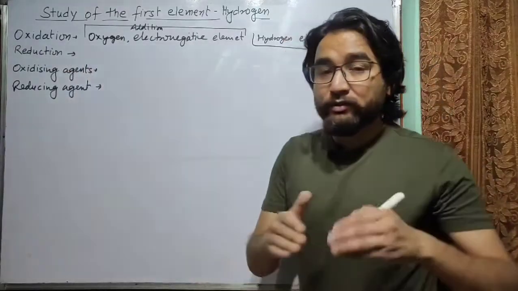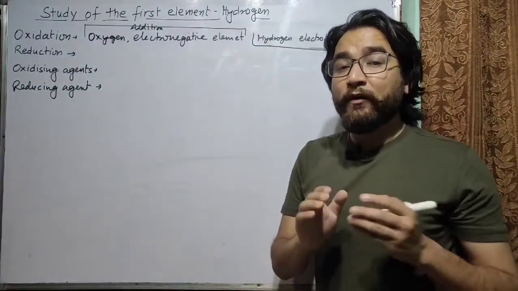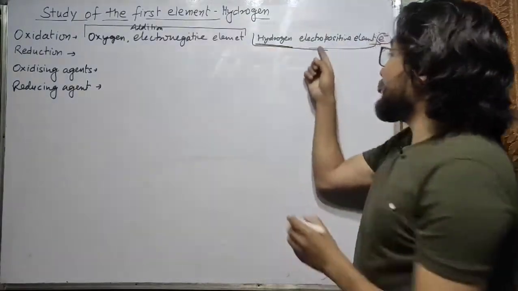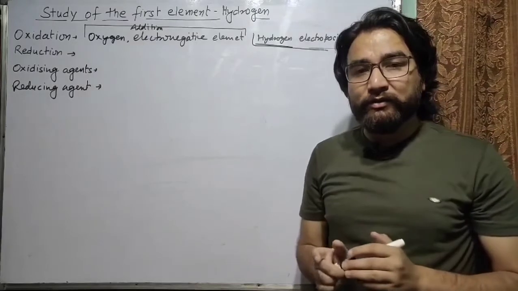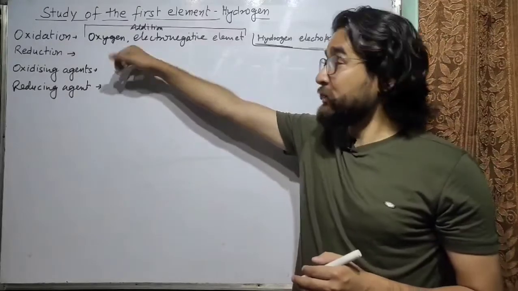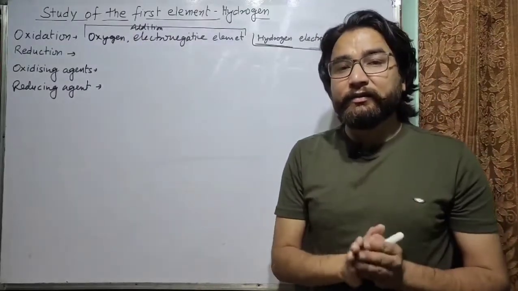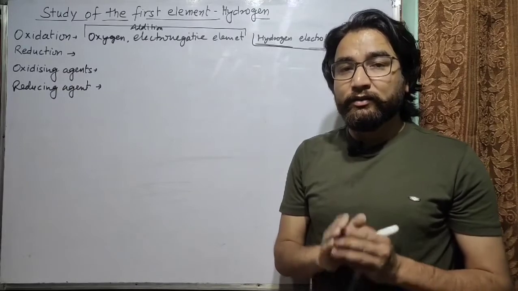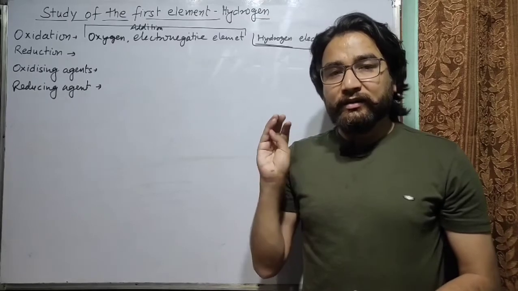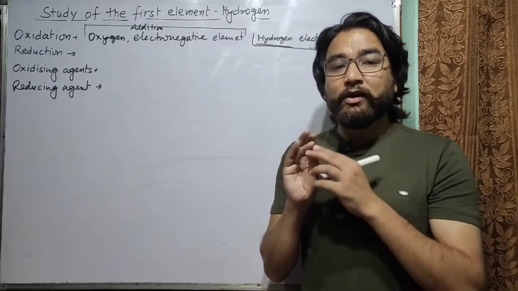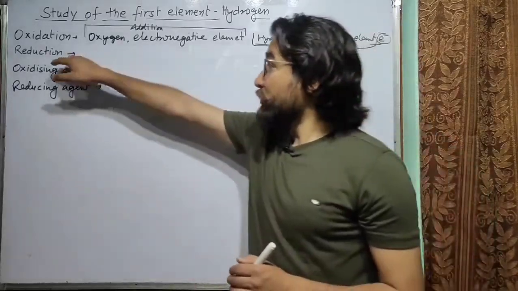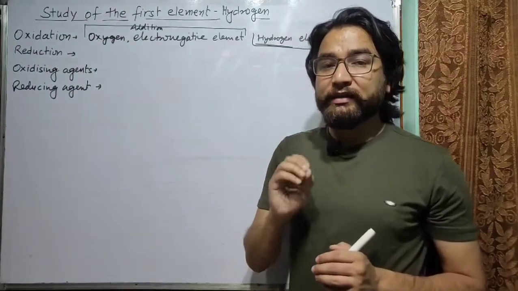Now what is reduction? Reduction is the opposite of oxidation. So you can say addition of hydrogen, addition of any other electropositive element, or addition of electron. Similarly, removal of oxygen or removal of any other electronegative element is known as reduction. So you have to remember again 5 points: addition of hydrogen, addition of any other electropositive element, or addition of electron, or removal of oxygen or removal of any other electronegative element. That is known as reduction while a chemical reaction is taking place.